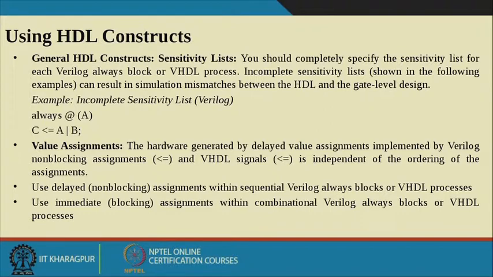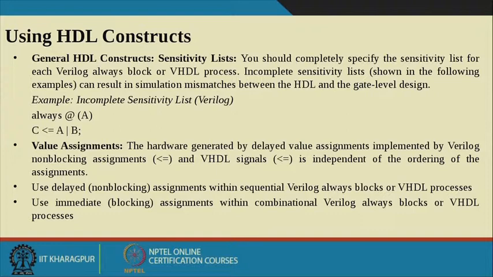So that is not at all a good coding practice, because it will give you erroneous results. This is an incomplete sensitivity list. So you have to complete the sensitivity list by mentioning B also. That means always @(A or B), C will be assigned as A or B. Okay.